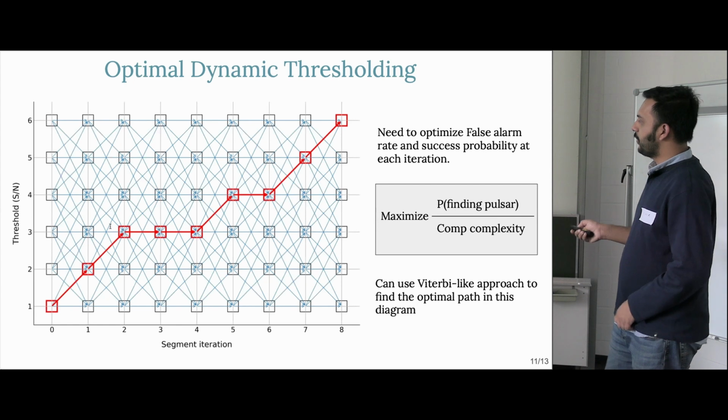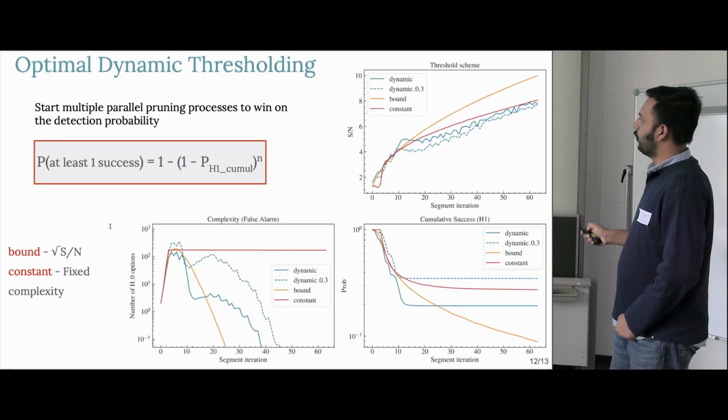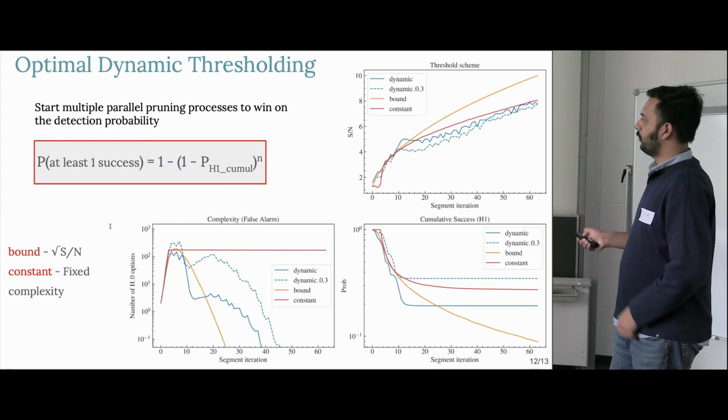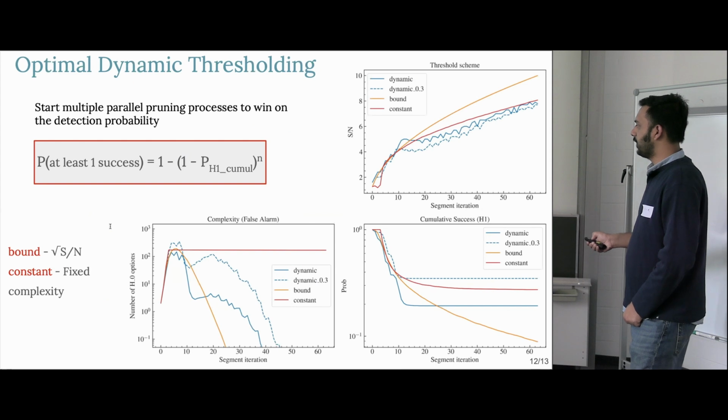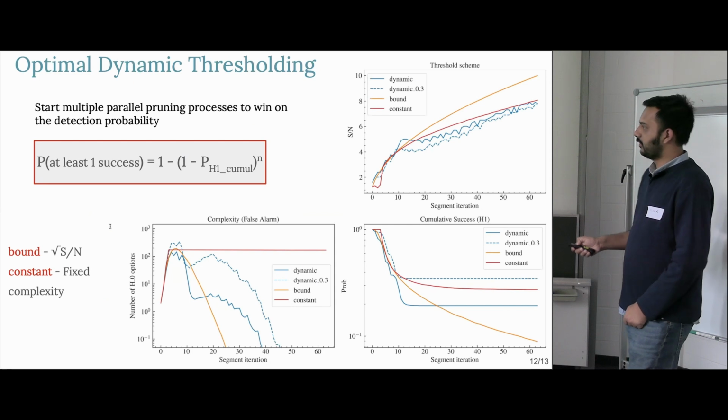So this can be solved using a Viterbi-like approach, and we can get this blue curve, which is the most optimal solution. We can see that the blue curve has a higher success probability than the bound scheme here, and it also has less complexity than this orange one.